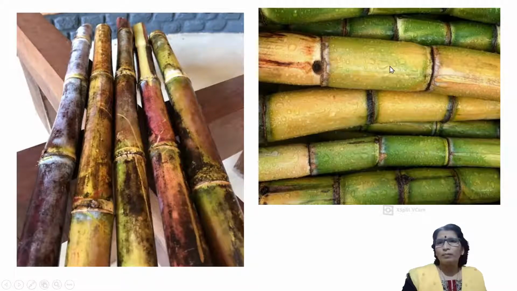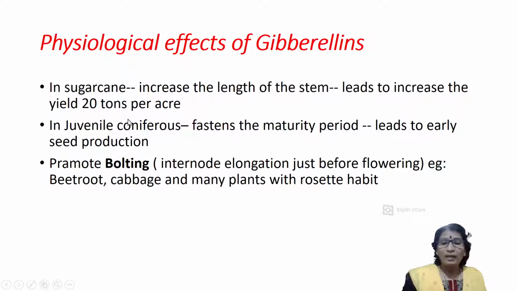So this is normal crop. This crop is not sprayed by gibberellins. But here, see this diagram. Here the internodes are very lengthy. By spraying gibberellins, internodes become lengthy. Automatically stem length also increases. When the stem length increases, sugarcane production also increases. By spraying gibberellins, we can increase sugarcane yield approximately 20 tons per acre.